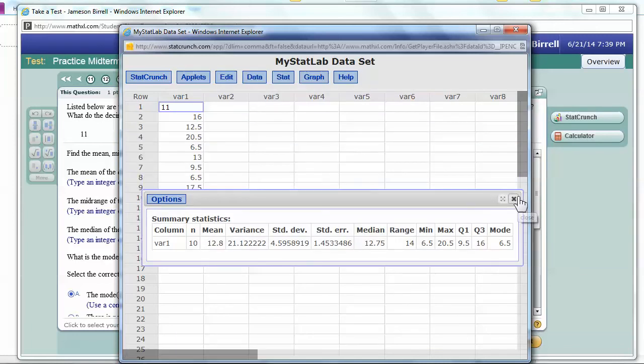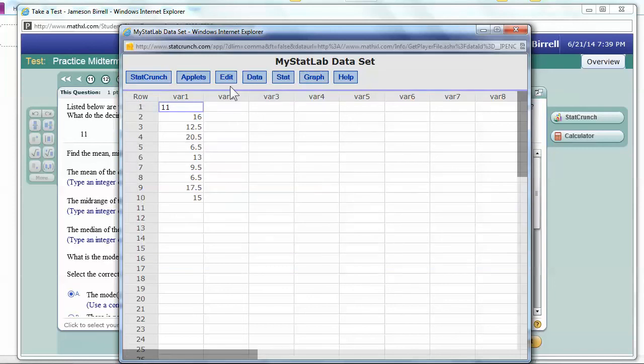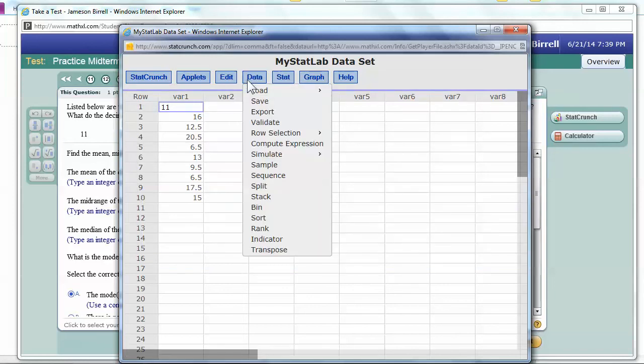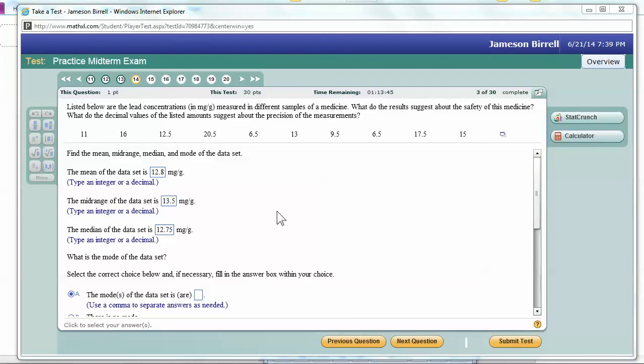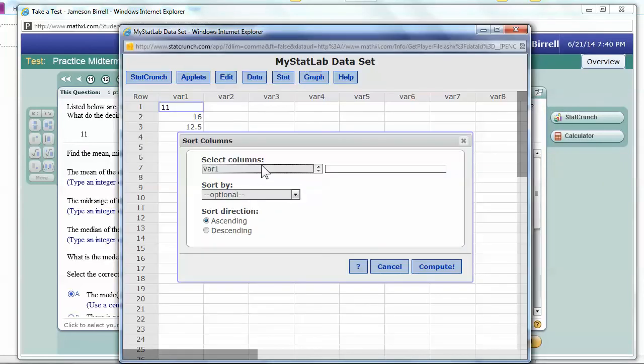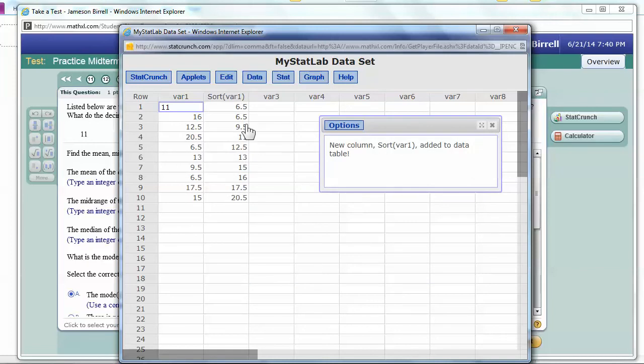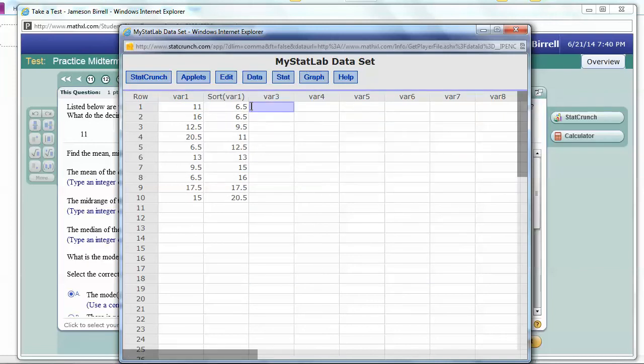Okay, or again, Data, Sort, choose the list, and choose if you want to go ascending or descending. Pretty typical to go ascending. Hit Compute, and there it goes, making a sorted list with the sorted data in it.